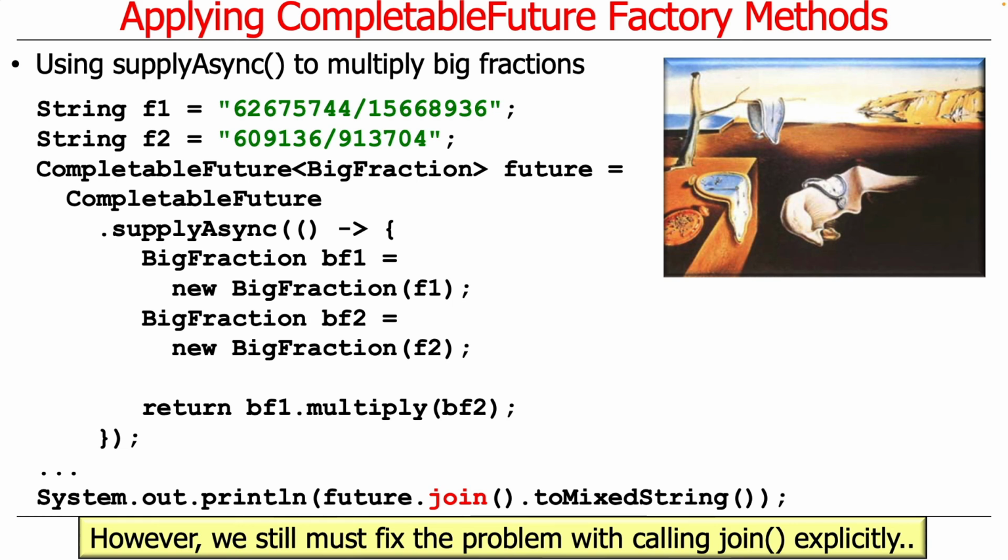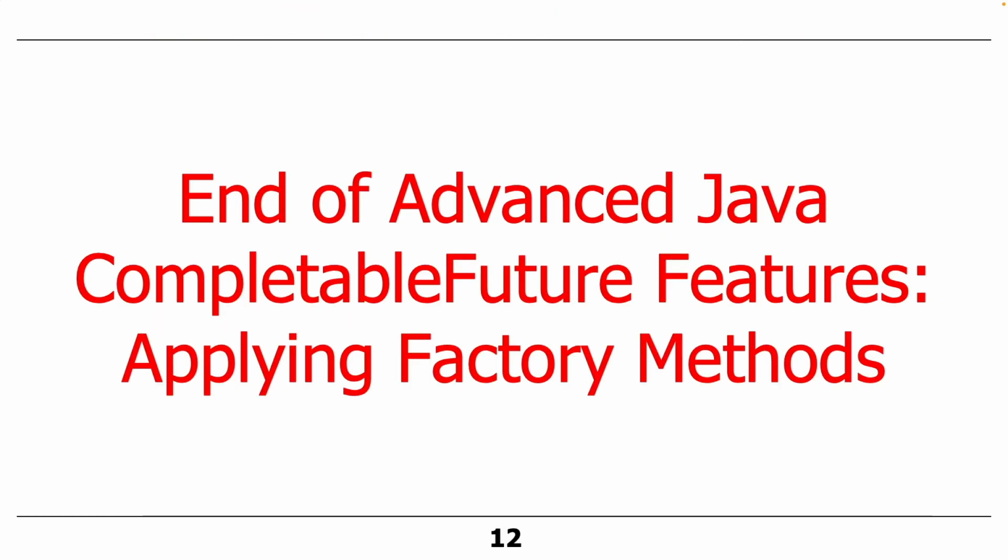completion stage methods. So that's the end of our discussion that illustrates how to apply factory methods in order to compute these big fraction multiplications in the background in a more clean and convenient way than what we had done previously, focusing only on the basic Java completable future features.